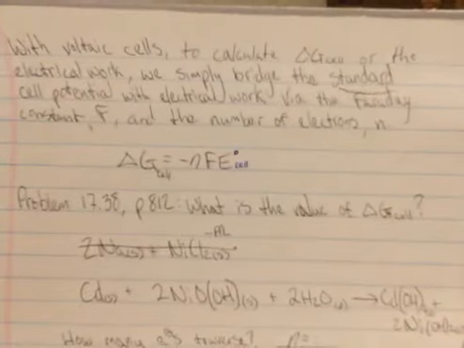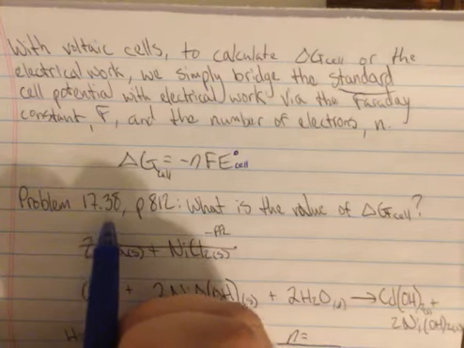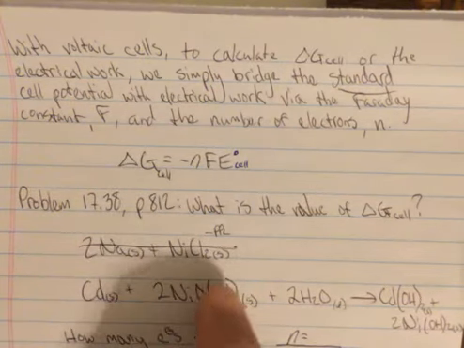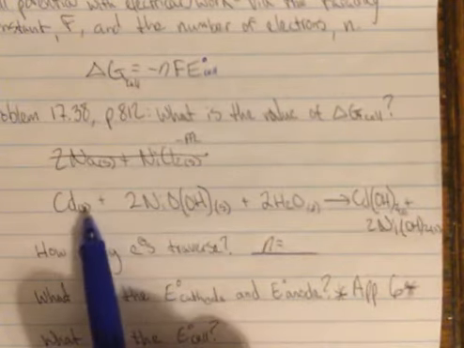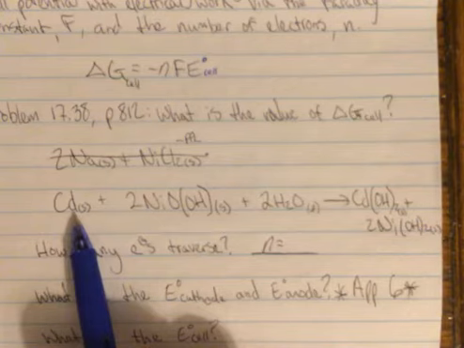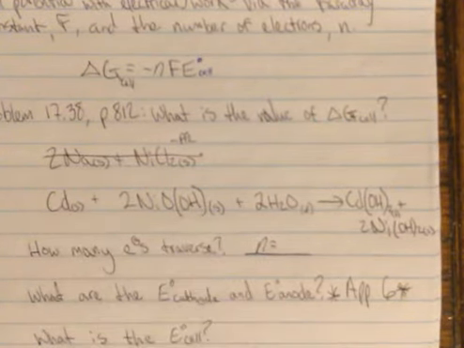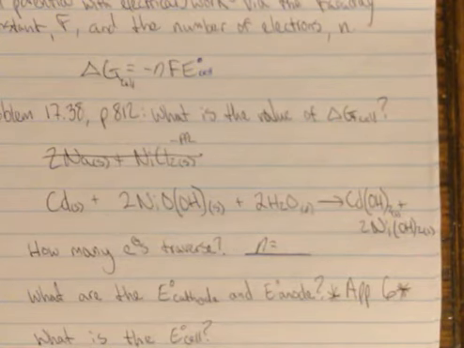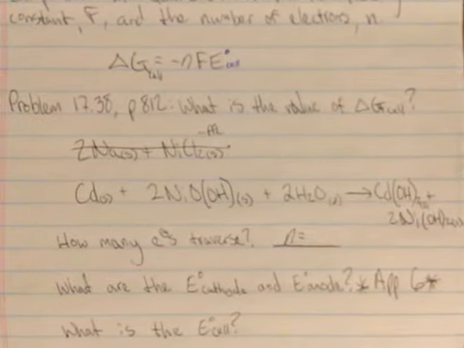Why don't you guys take a couple of minutes and take a stab at problem 17.38 on page 812. It says, what is the value of delta G cell? Take a look at this particular problem that you have here. You have cadmium, which is presumably a reducing agent because it's in the solid state. You also have a solid state here. Notice the two equivalents of this nickel-centered species.